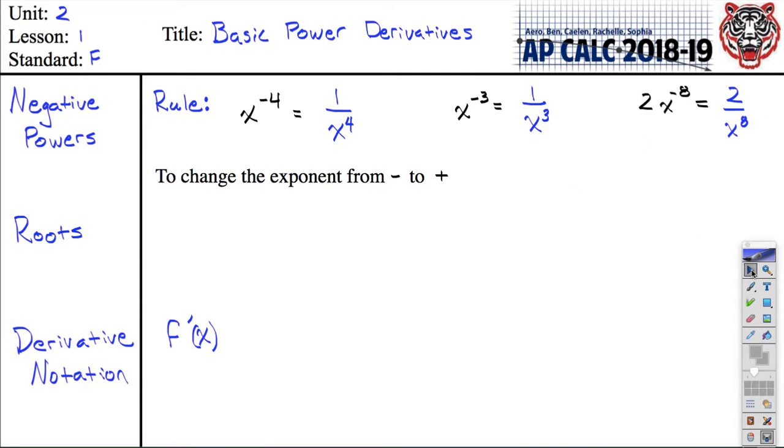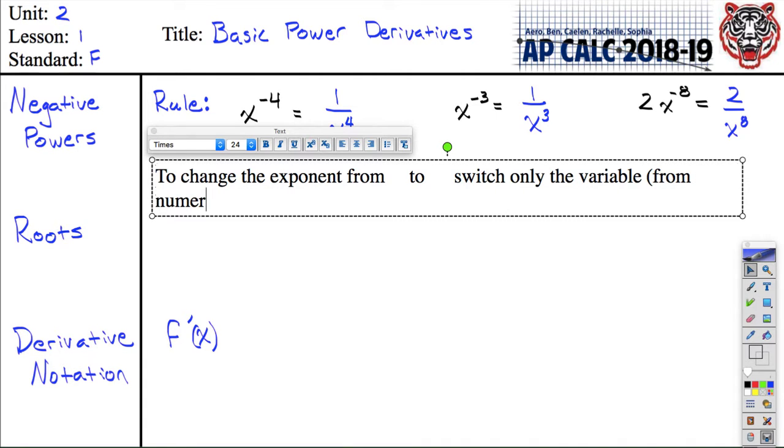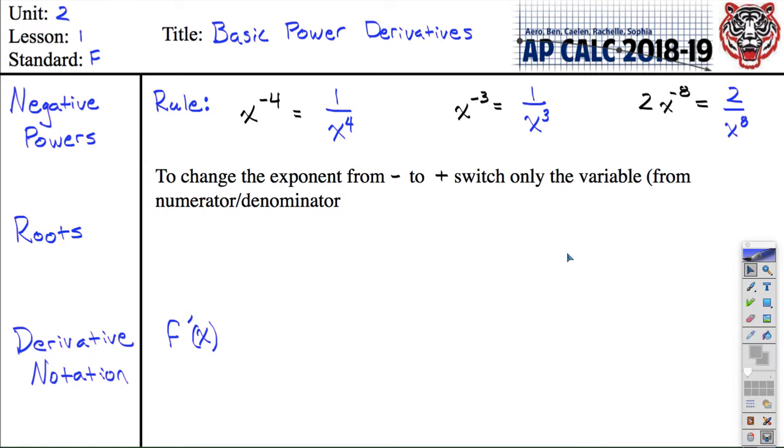But yeah, so in order to change the exponent from a negative to a positive, let me just type in here, switch only the variable. And the word switch is talking about from numerator or denominator. Numerator slash denominator. And the key word here is switch only the variable. So I'm going to underline variable. Don't switch the constant. Don't switch the number that is in front.